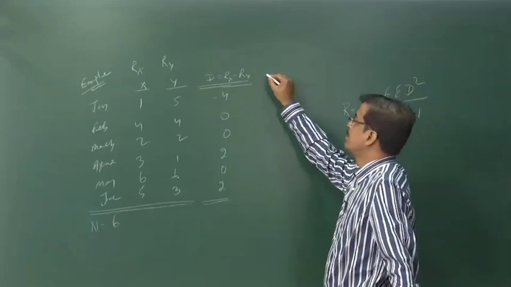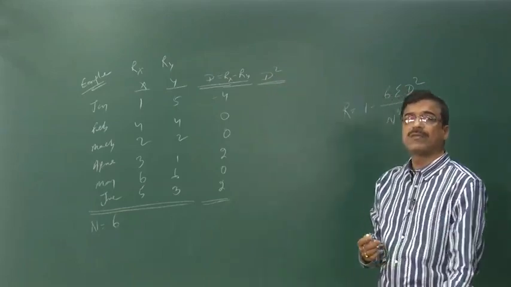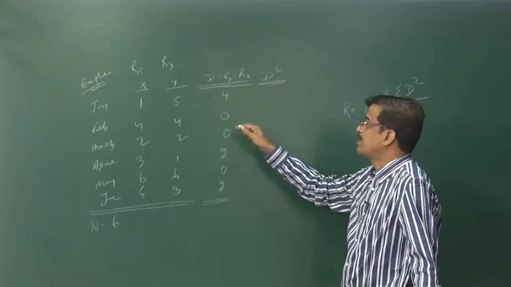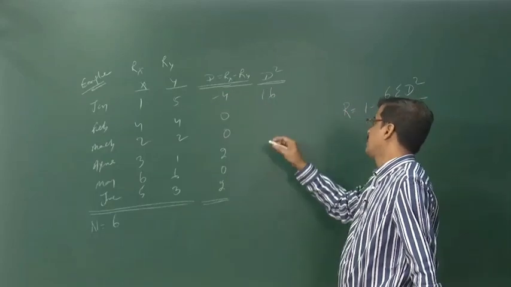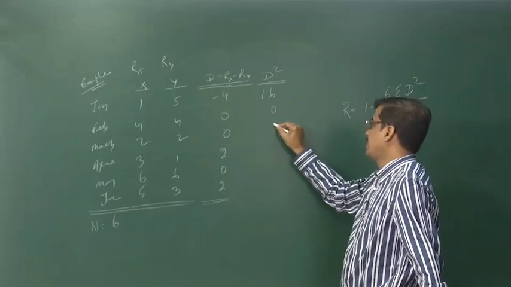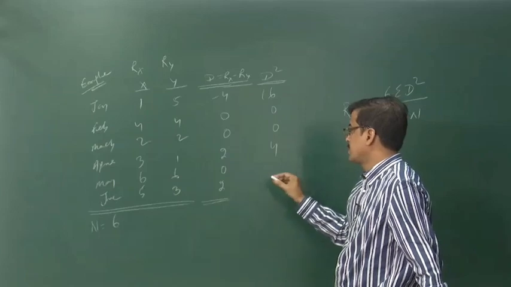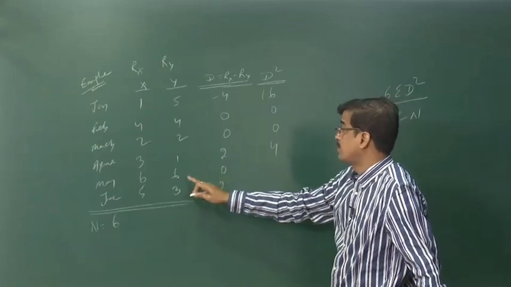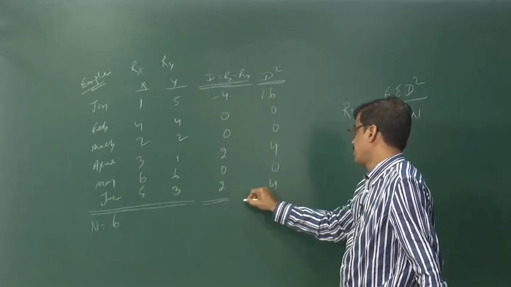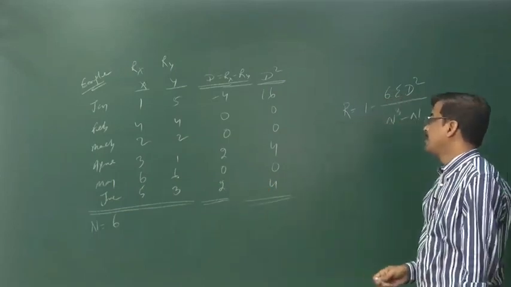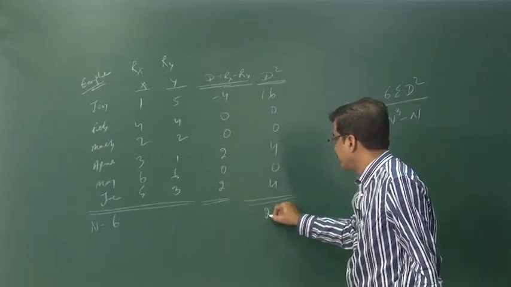After that, we take D square. You have to calculate the squaring of this particular column. While squaring it, it becomes 16, then 0, again 0, this is 4, and this is 0 and it is 4. Then when you add these, what do you obtain? It is 24, right?